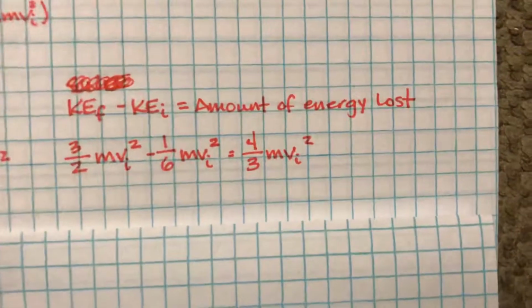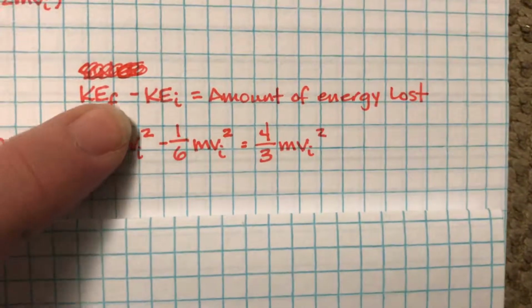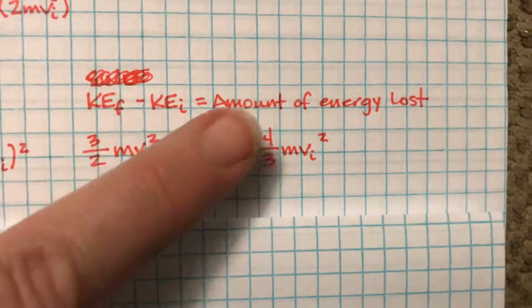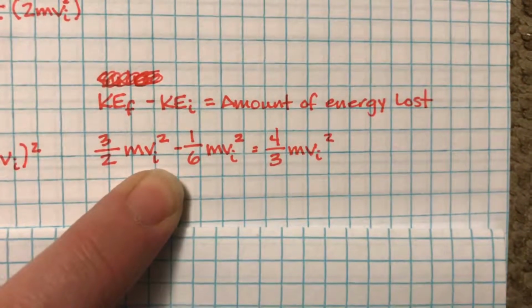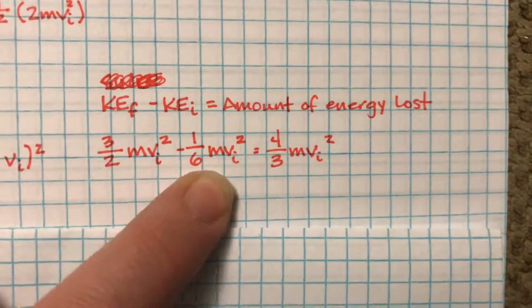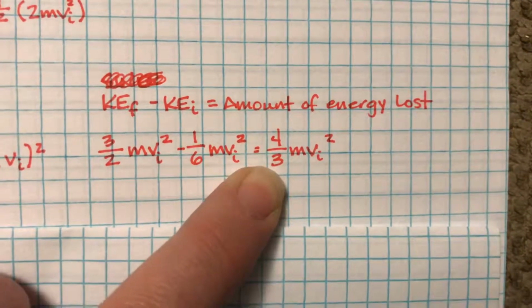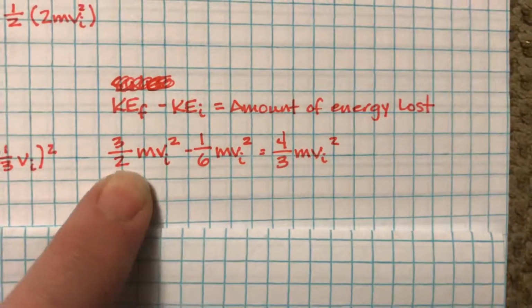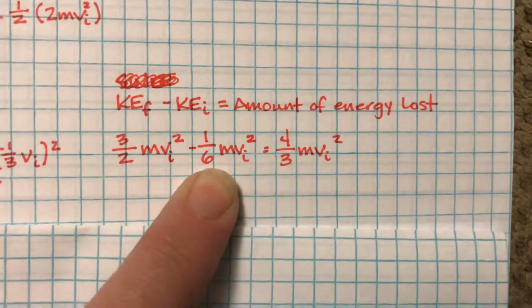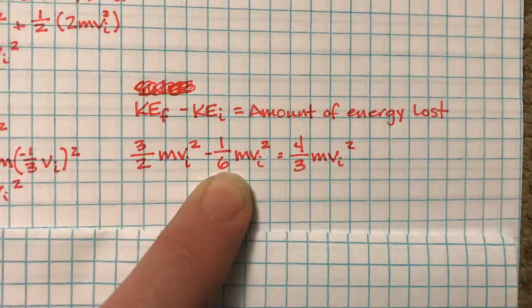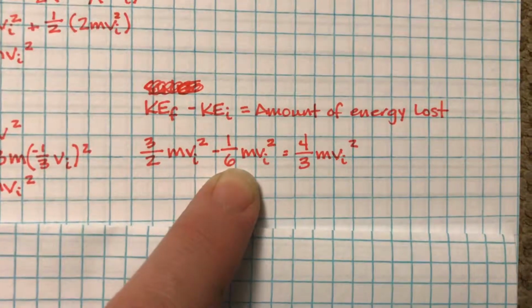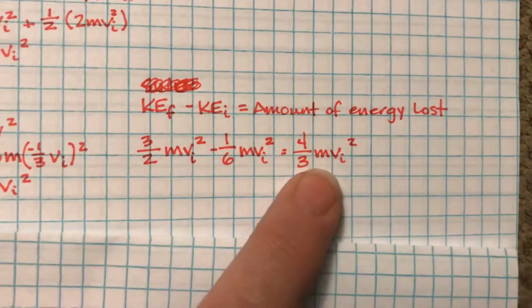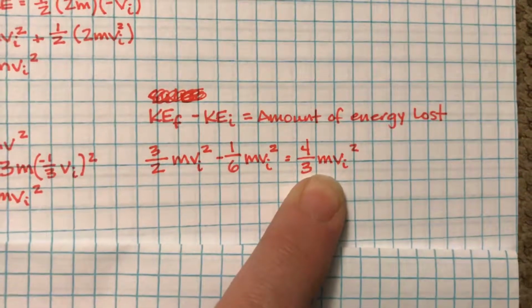Here's that right here. Kinetic energy initial minus kinetic energy final, amount of energy lost. Here it is, 3/2 mv sub I squared minus 1/6 mv sub I squared equals, and again, this had to go through a couple of convolutions to get converted into stuff that was easy to subtract, but you guys know how to do that, so I didn't do it step by step. The answer is 4/3 mv sub I squared.